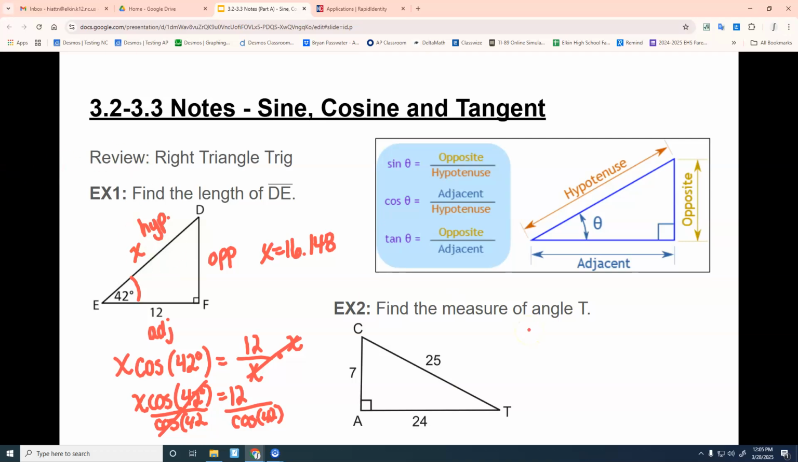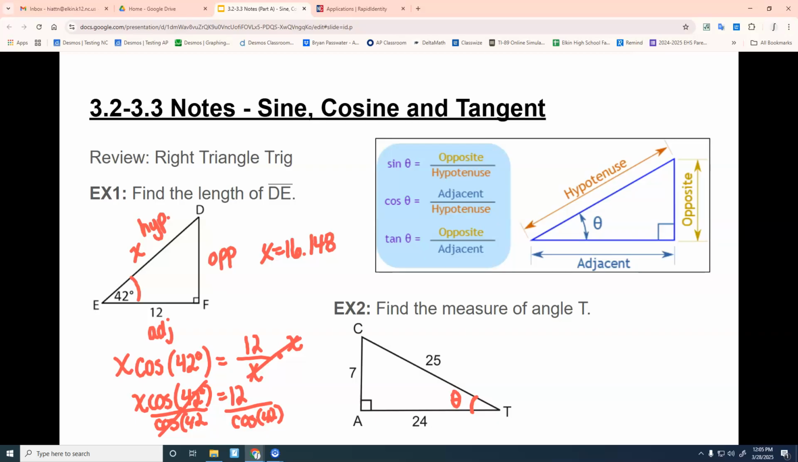Let's look at number 2 because it's a different type of problem. Number 2 asks us to find the measure of angle T. In this case, we're looking for this angle right here. I'm going to call it theta because a lot of times we like to use the Greek letter theta if we have an angle. You don't have to. You could call it x if you wanted to.